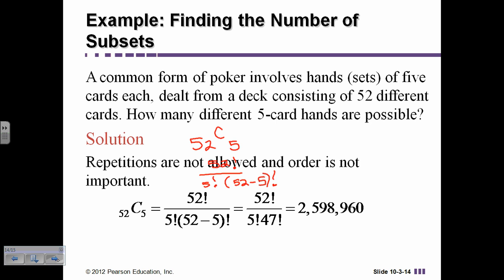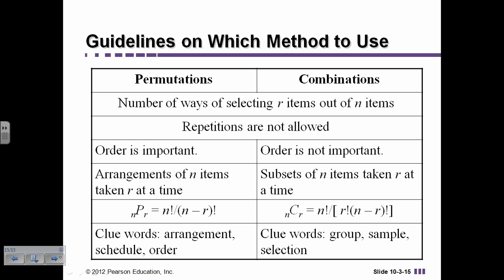Okay, so let's look at this. To sum it all up, here's what we have. Permutations and combinations. Both of them, you're looking at the number of ways to select R items, R combinations out of N items. So we have N things, and we want R items out of there. So 52 cards, 5 in my hand, or, you know, again, 10 digits, and I want a 3-digit number or a 4-digit number.